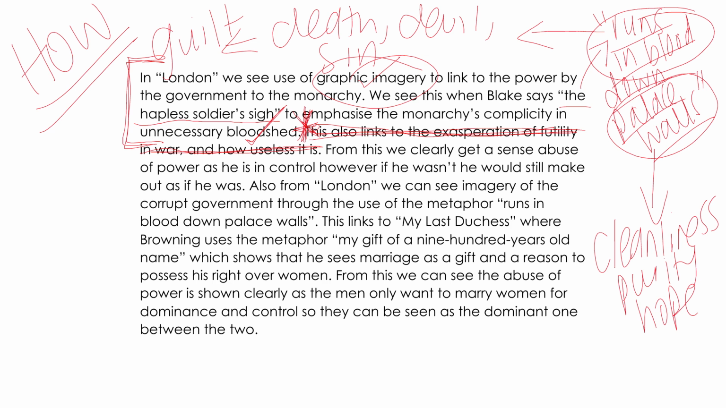In London, through "runs in blood down palace walls," that abuse of power comes from the monarchy making the country's decisions and essentially allowing men to die for them, potentially unnecessarily. In My Last Duchess, the Duke uses his status and power to essentially control the people around him, and when they can't be controlled or won't be controlled, he abuses that. So actually what I would say is that it's this quotation that is the issue, and this example, because we can't link it. There's not really any graphic imagery.